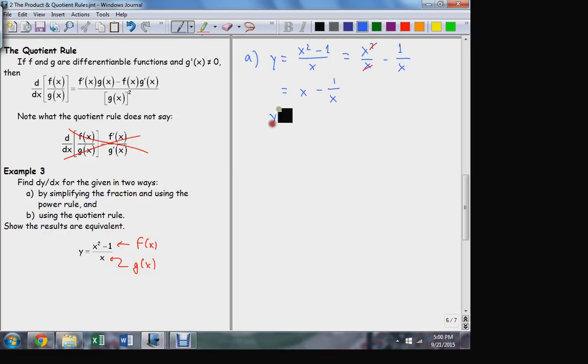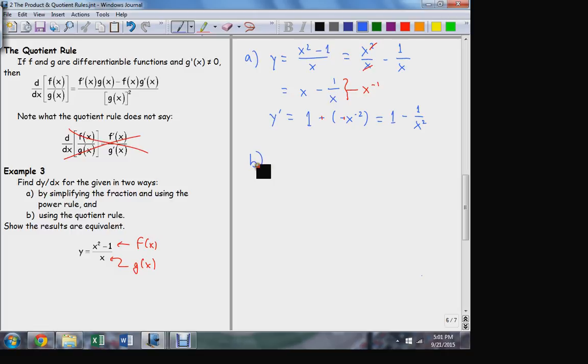What's the derivative of this function? 1 minus, well, wait a minute. This factor here itself is x to the negative 1. But what's its derivative? So the derivative of x is 1. Then I'm subtracting the derivative of the reciprocal. The negative 1 power gives me this. And the two negatives cancel. And I'll put this back into the original fraction form, 1 over x squared. All right, we'll come back to this in a minute and see what we can see.